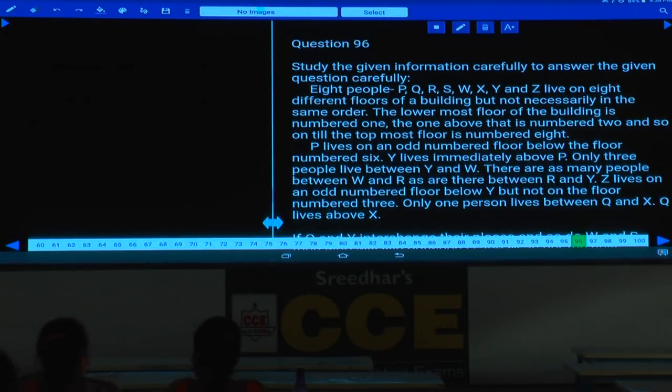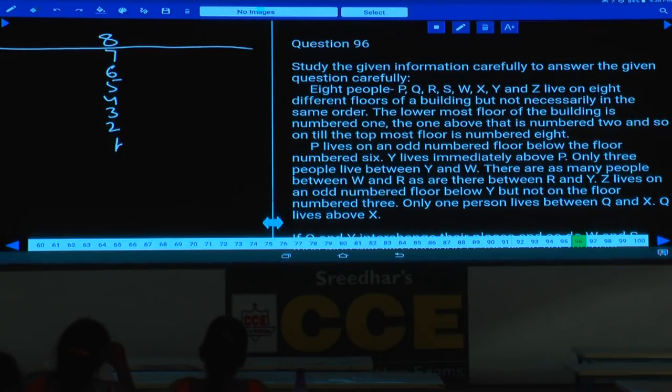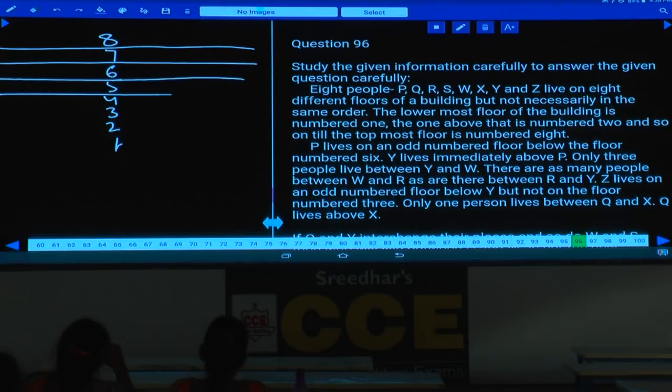Then question numbers 96 to 100. Now in this 96 to 100, how many people are there? 8 people. And these 8 people live on 8 different floors of a building. 8, 7, 6, 5, 4, 3, 2, 1. 8 persons are living on 8 different floors, and we need to find out the persons as well.